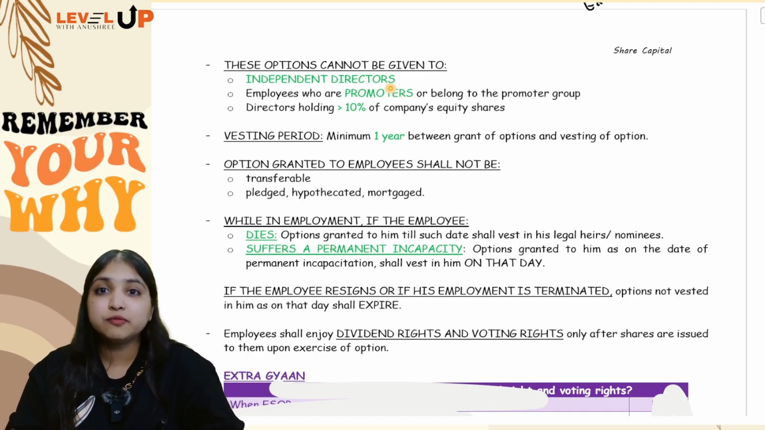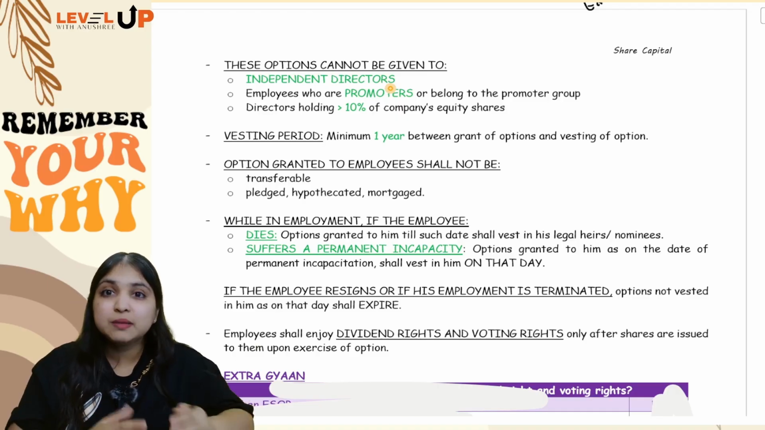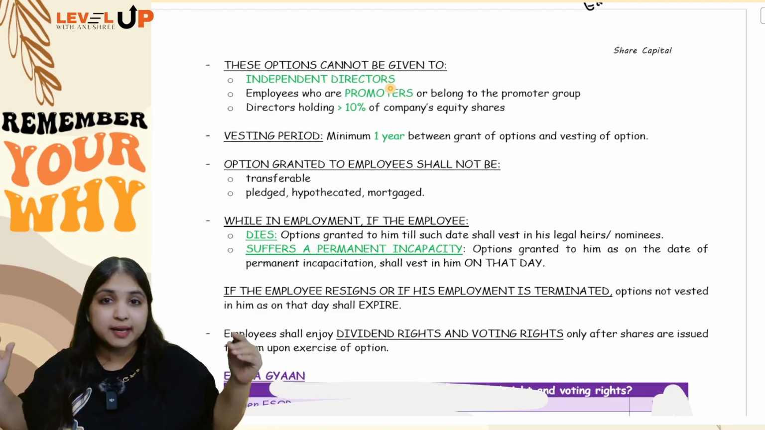Now I become a member of the company. Now I'll get voting right, dividend right and all. I have to keep the shares with me during the lock-in period. After the lock-in period I can transfer.